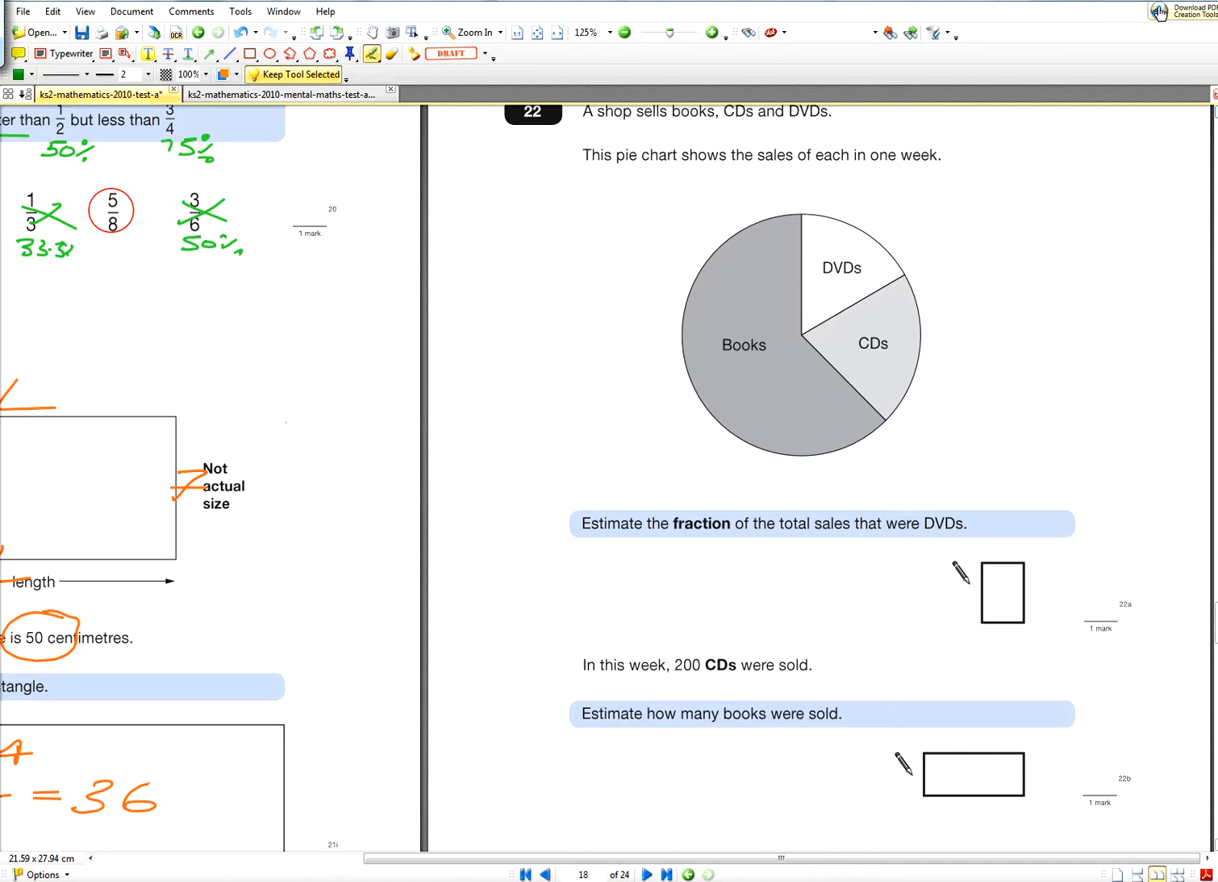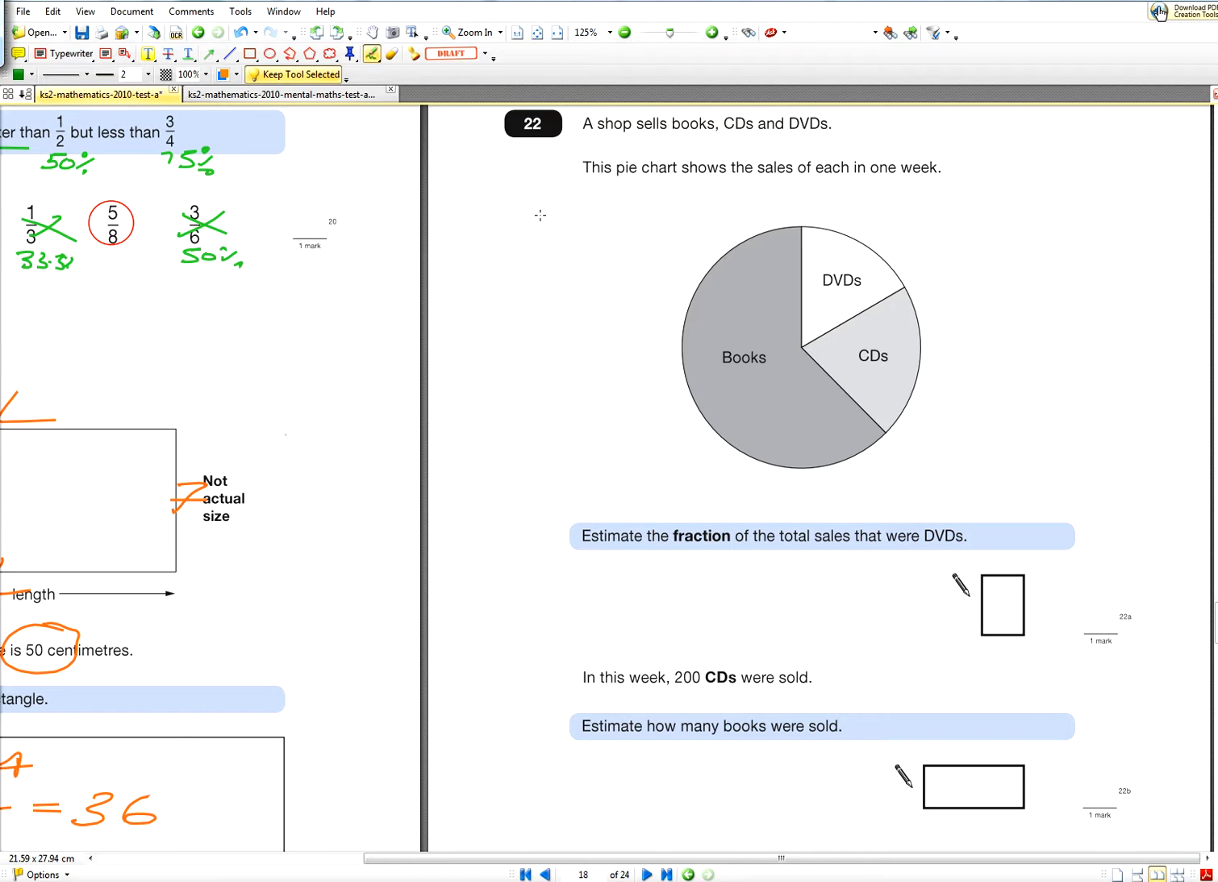Let's move up a little bit. Lovely. Here's question number 22. A shop sells books, CDs, and DVDs. The pie chart shows the sales of each in 1 week. Estimate the fraction of the total sales that were DVDs. Now, if you look at the fraction, what size do we think that fraction is?